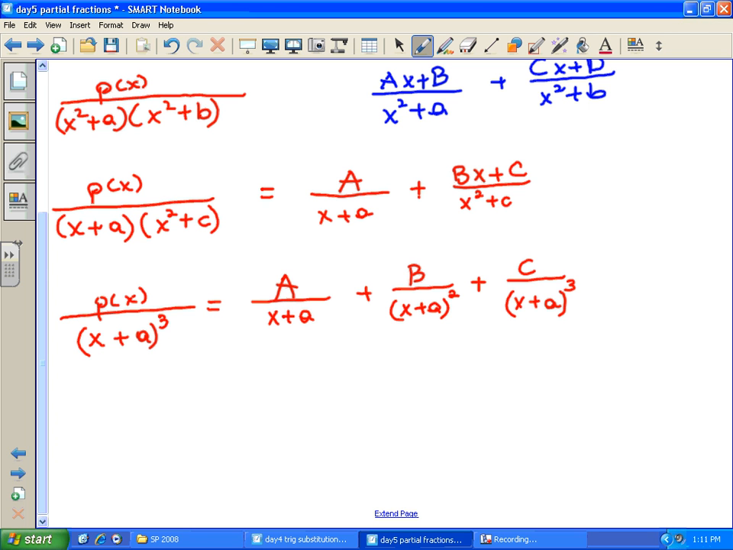In other words, if you have a repeated factor, if the highest power of that factor is 3, you're going to need 3 fractions to split that. If that had been a 5, you're going to need 5 fractions, etc.